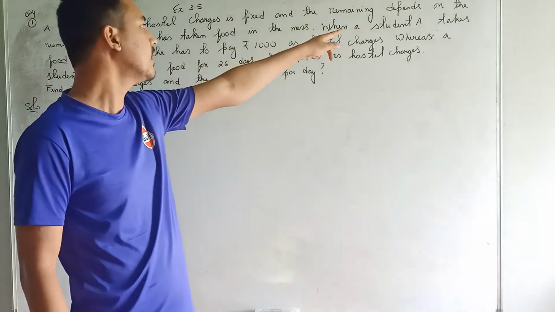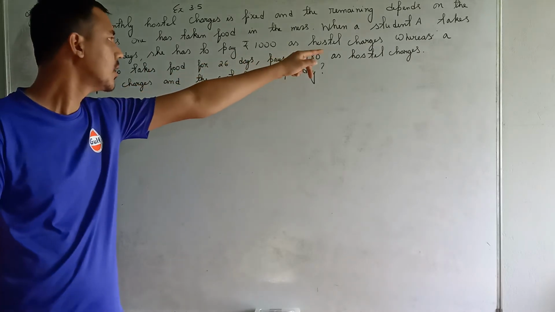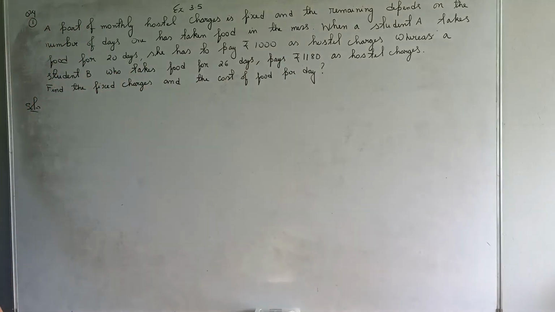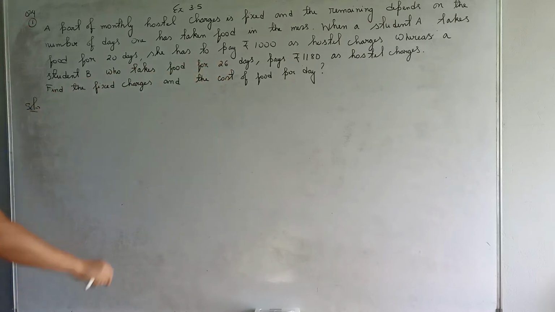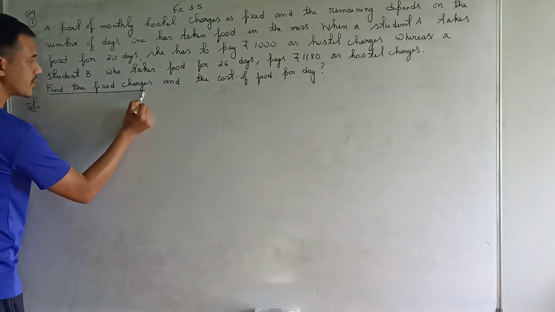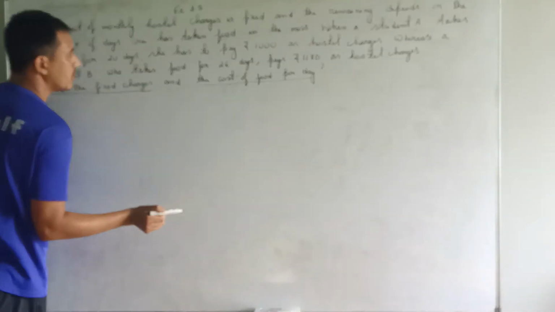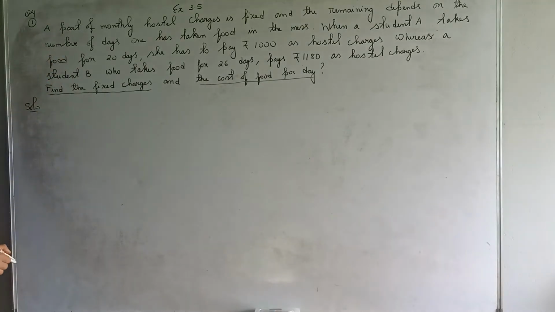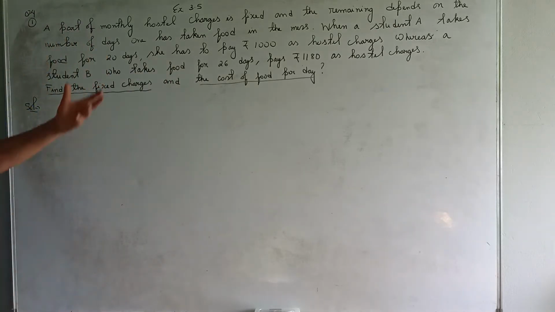When a student A takes food for 20 days, she has to pay rupees 1,000 as the hostel charge. Whereas a student B who takes food for 26 days pays 180 extra, because it's 1,180, right? So find the fixed charges, and the cost of food per day. What is the fixed charge of the hostel? That we have to find out. And what is the cost of food per day? That we have to find out.